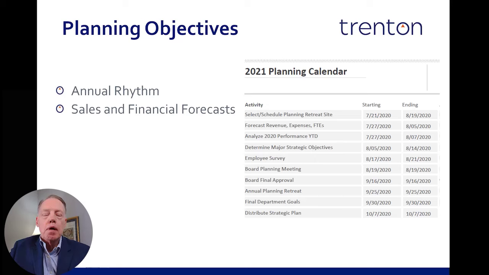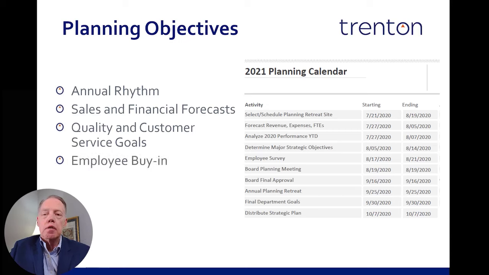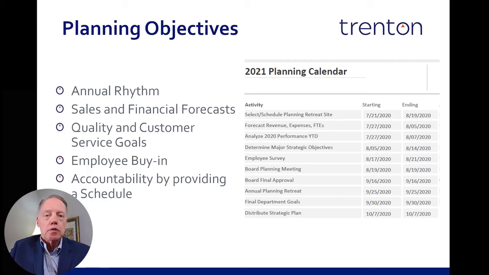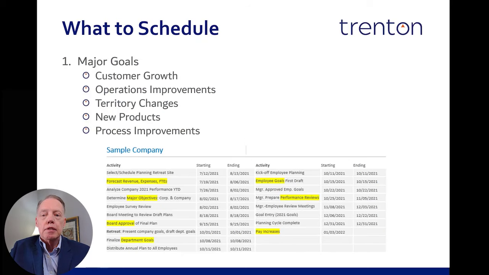Two, we want to have a planning time of the year where we forecast our sales and our financial forecast. Next, we want to forecast quality and customer service objectives for the year. We want to gain employee buy-in as we go through the process. We'll talk about how in a minute. Accountability by providing a schedule. If we have deadlines, we're more likely to honor them, and we publish those deadlines.